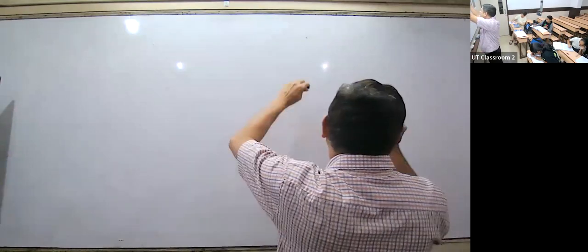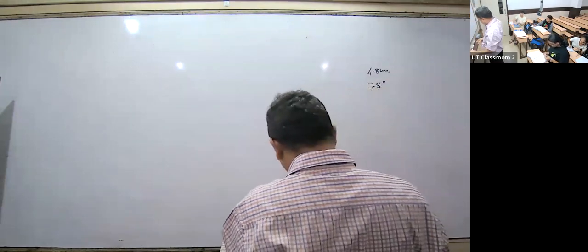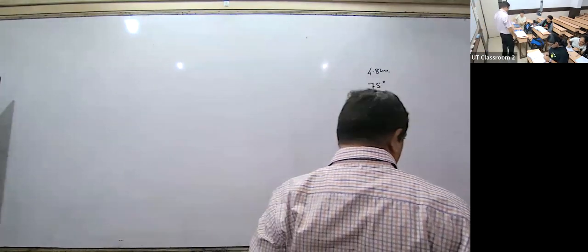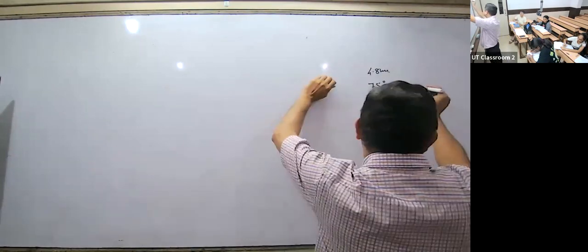Done. Okay. Easy construction game. Rhombus. 4.8 centimeters and one angle 75 degrees. Draw a rough figure. Do the construction? Yes or no? You know what is a rhombus? All sides are equal and one angle is given. One angle means in fact opposite angles also. So look here, make a rough mark.